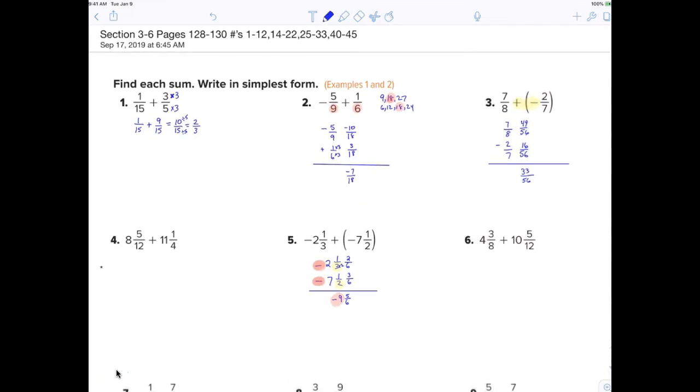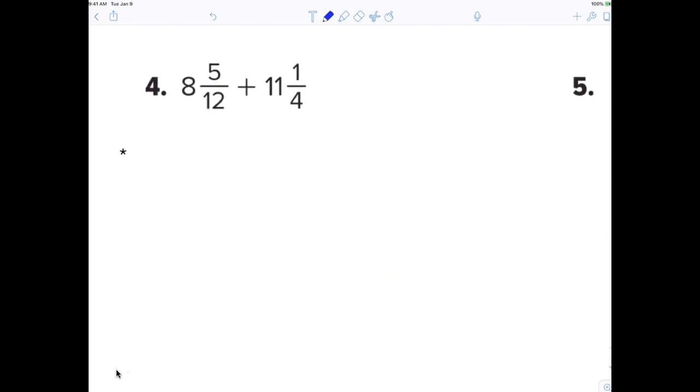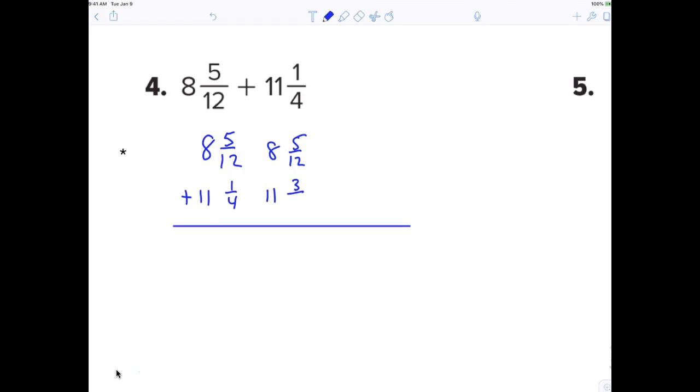Number 4. Let's find 4 now. This one's pretty straightforward, just like last year. 8 and 5/12 plus 11 and 1/4. So the common denominator is obviously what, guys? 12. Right? 8 and 5/12 plus 11 and how many 12ths? Say it. 3/12. Yes, of course.